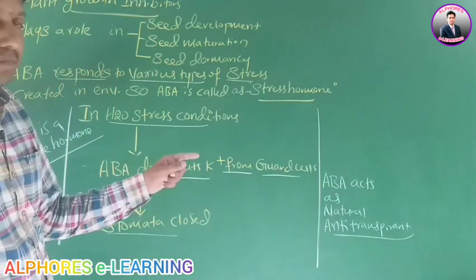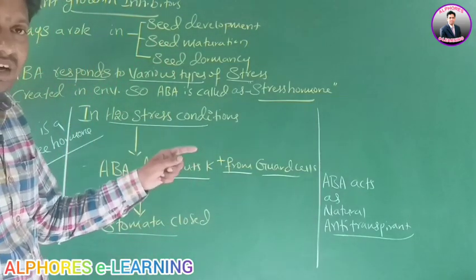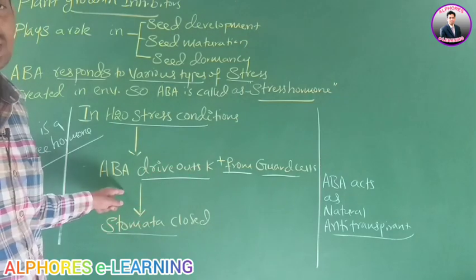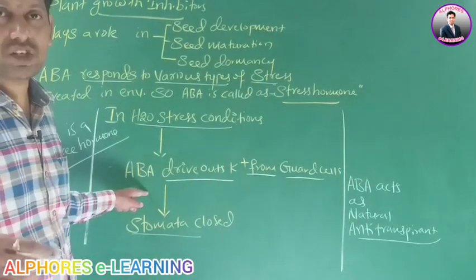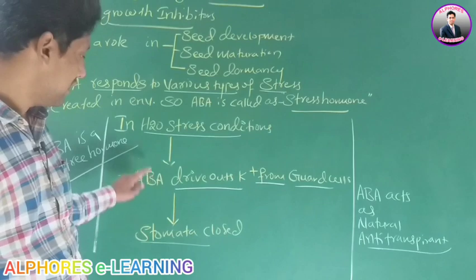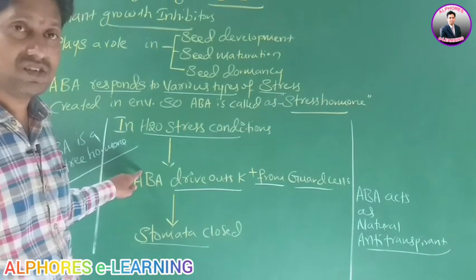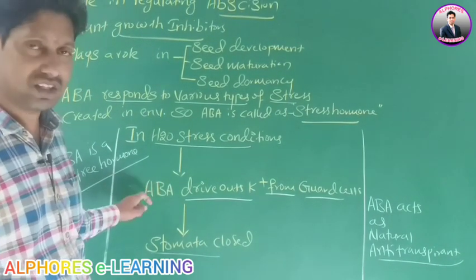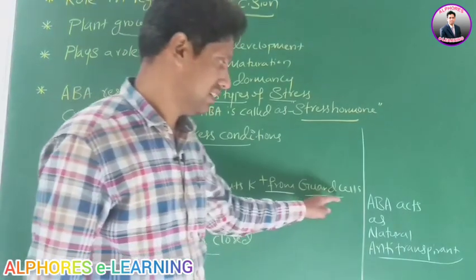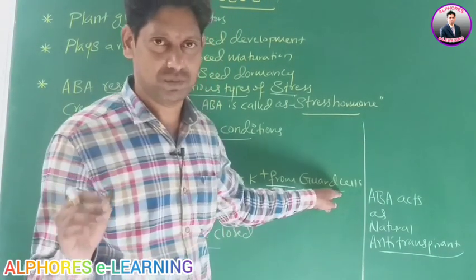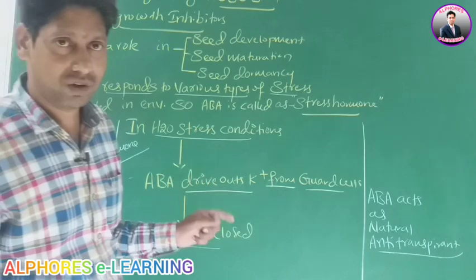Why are we calling abscisic acid an anti-transpirant? Because it is closing the stomata. If stomata get closed, the rate of transpiration decreases. Therefore, abscisic acid is decreasing the rate of transpiration by closing the stomata. So, abscisic acid acts as a natural anti-transpirant. Is this statement okay? Right?